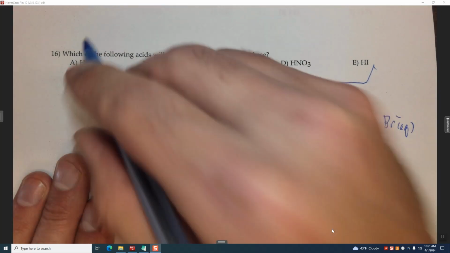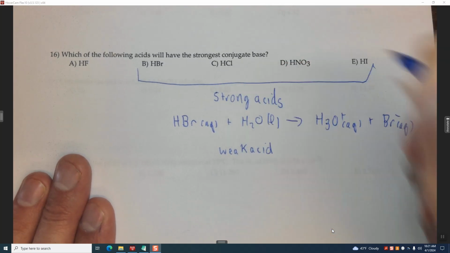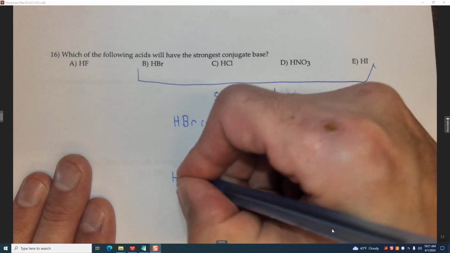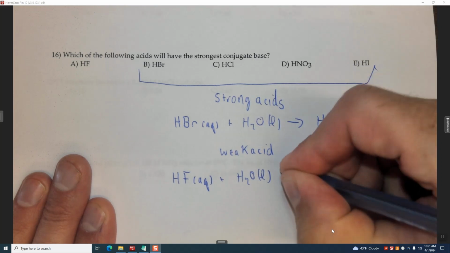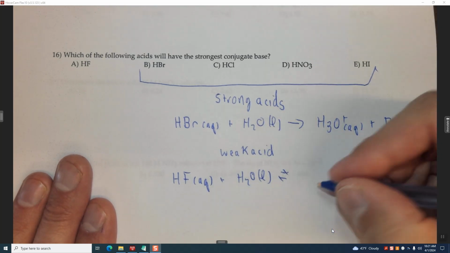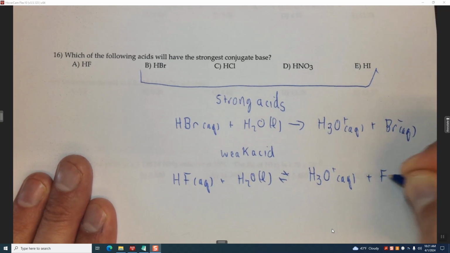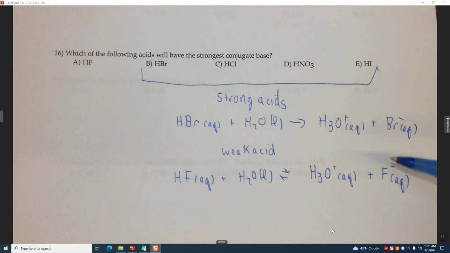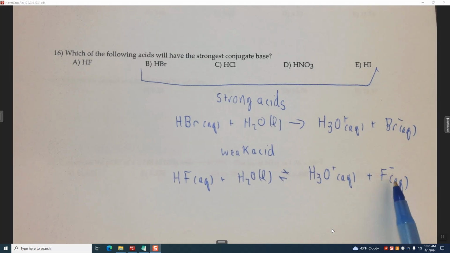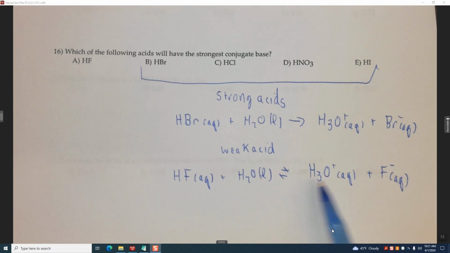But let's take a case of HF. If we take a weak acid, the weak acid is going to be HF. And if we have HF aqueous plus H2O liquid, what's going to happen? This is going to form an equilibrium reaction, and you're going to end up with H3O+ aqueous plus F- aqueous. What does this mean? It means, to some extent, this is going in the other direction. Said another way, F- is able to take away protons. It can take away protons from H2O, but it can also take away protons from H3O+.